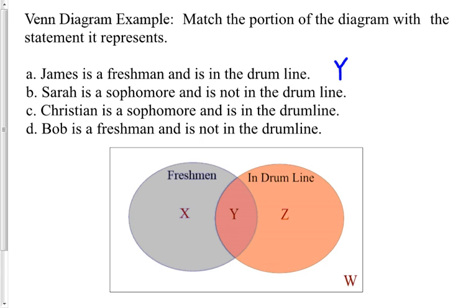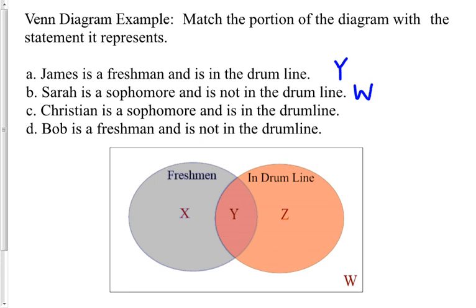Since Sarah is a sophomore, she is not inside the freshman circle. And she is not in the drum line, which means she is not in the drum line circle. Therefore, the region of the Venn diagram that represents statement B is W.